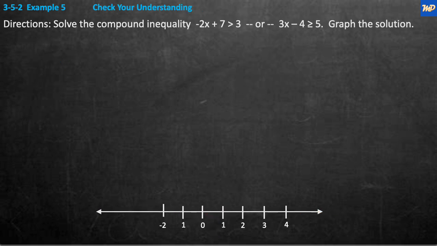Okay, example 5, check your understanding. Solve the compound inequality. Negative 2x plus 7 is greater than 3, or 3x minus 4 is greater than or equal to 5. And then they want us to graph the solution. So go ahead and I'll wait for you. We'll pause the video, give it a try, and then when you come back, we'll work them together. It's going to be 2 problems that you're going to work out here. Okay, I'll wait for you.